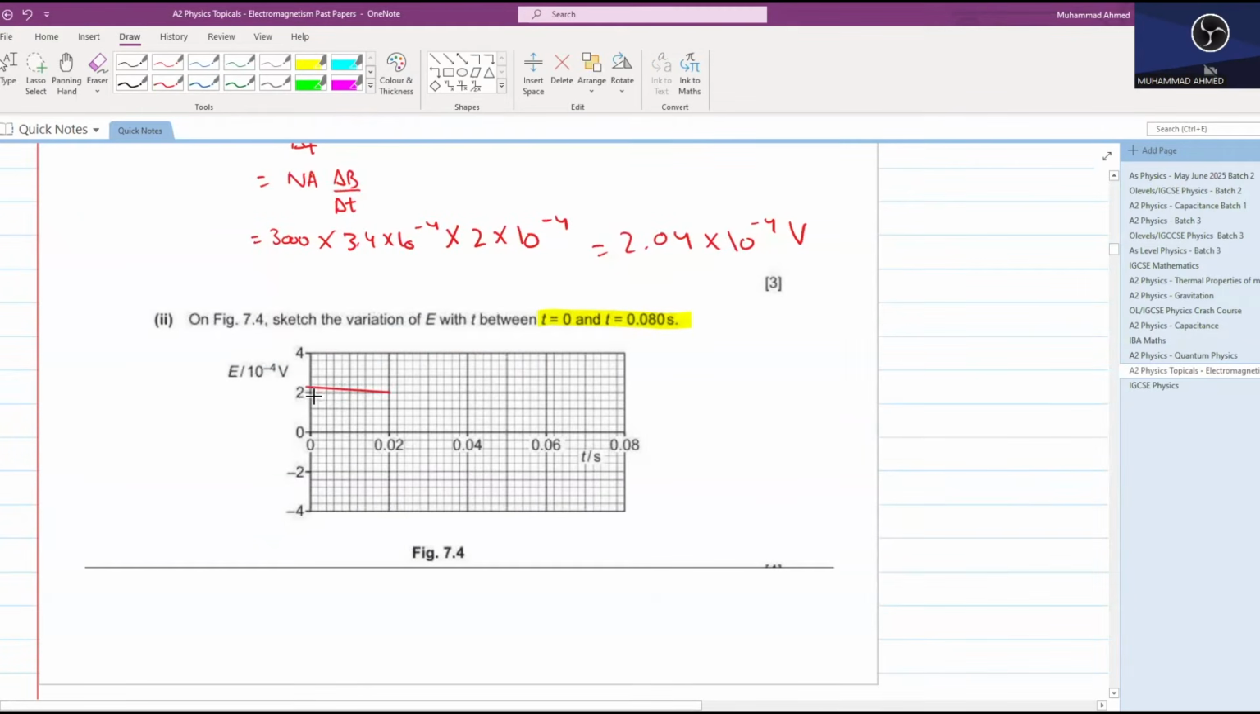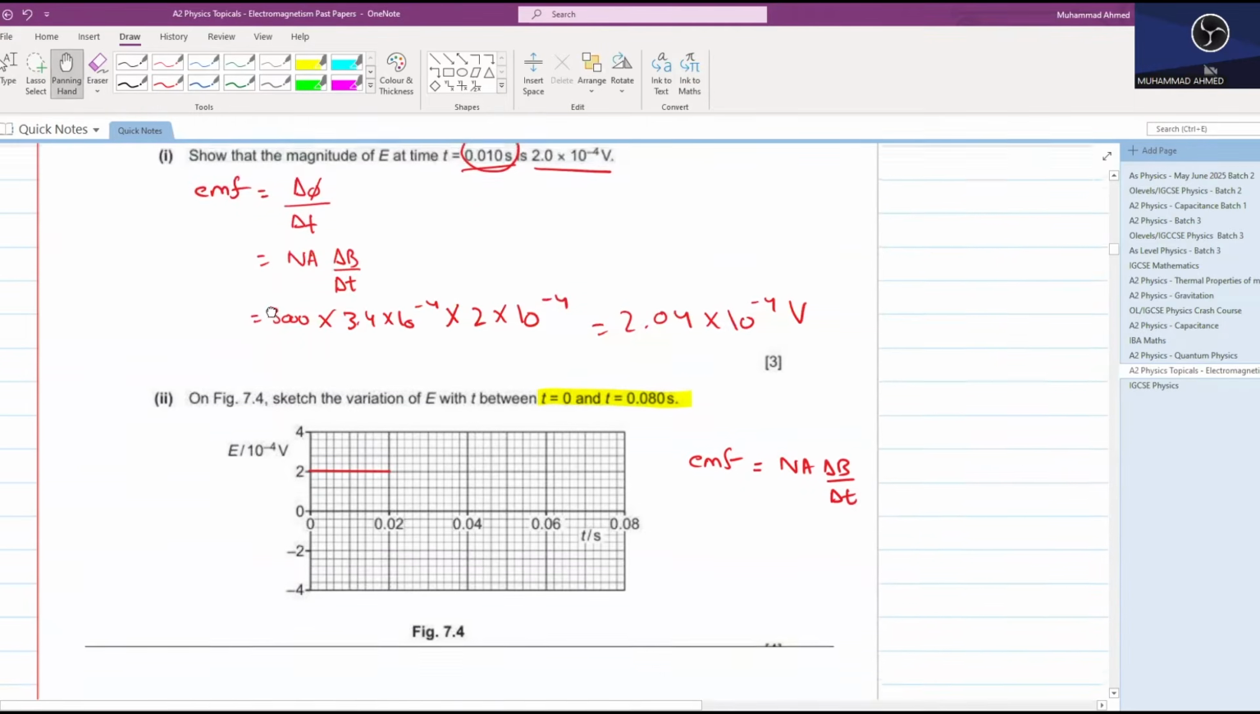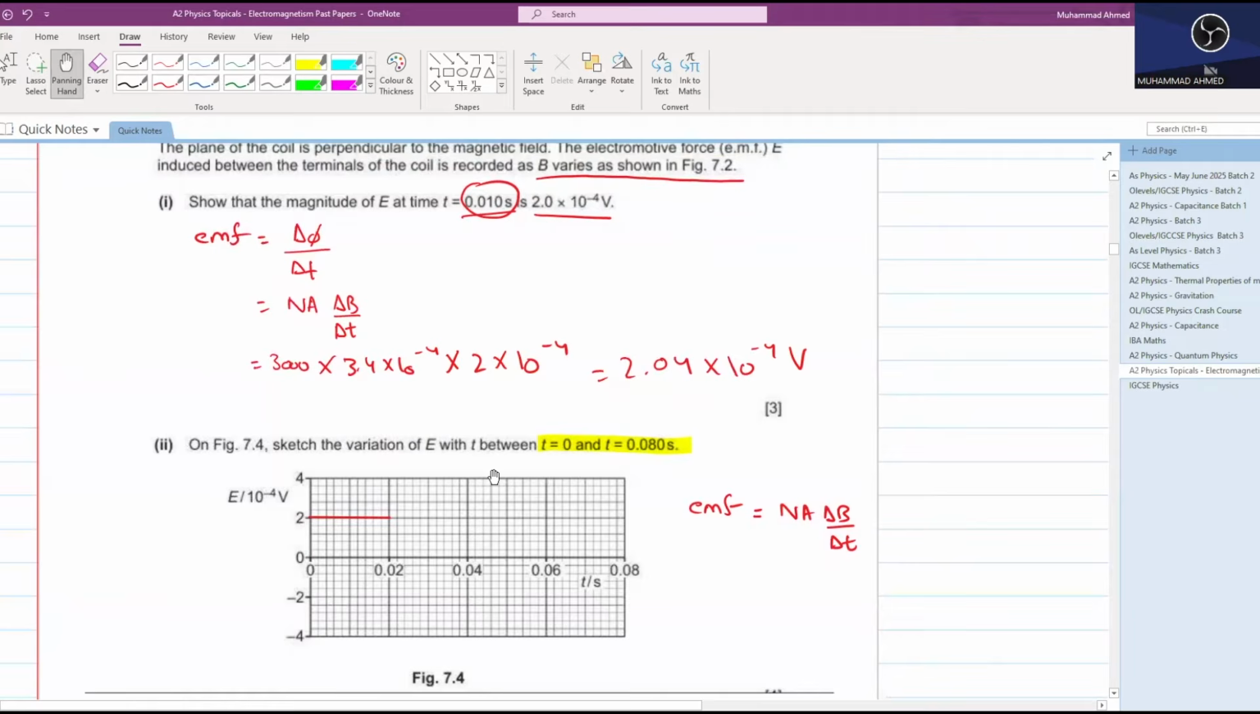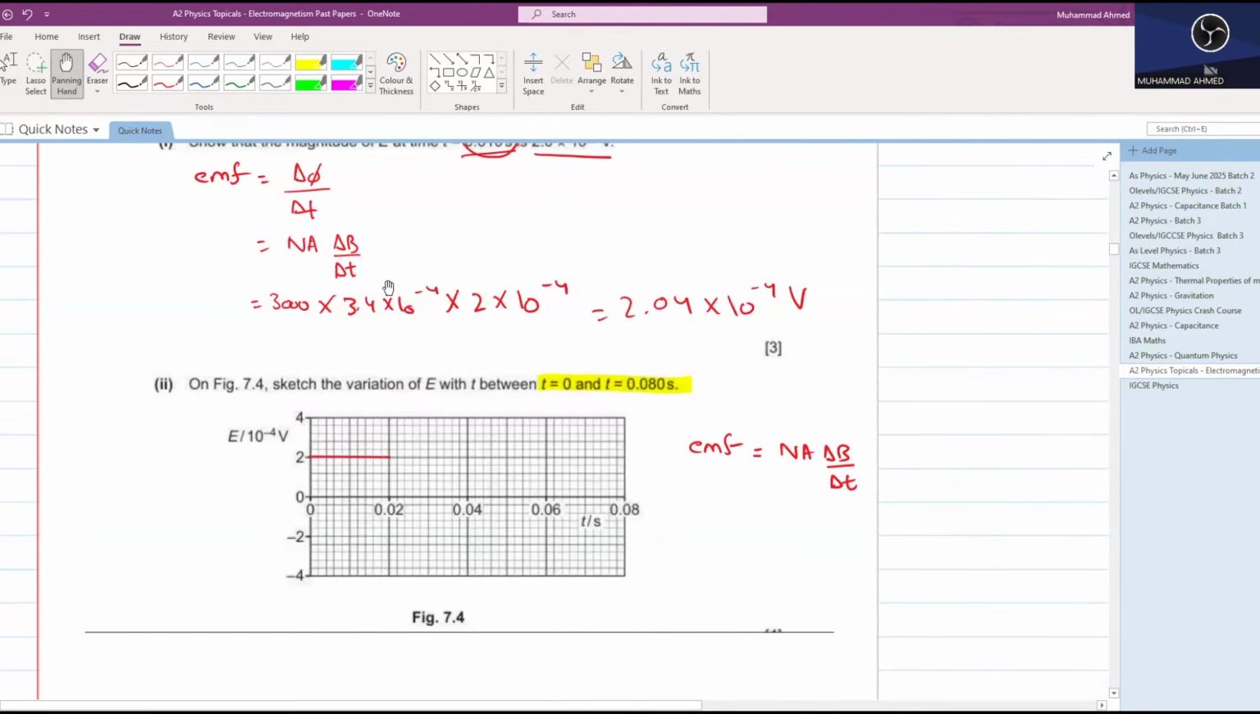Now you will ask, sir, how did you know we will draw a horizontal line like this? Because I have just applied a very recurring formula. EMF equals NA into change in B over change in t. Now I know change in B over change in t is positive, so the value will be on the positive y-axis. Secondly, I have calculated this value in the previous part. So from 0 till 0.02, your EMF will be 2 into 10 raised to the power of minus 4.